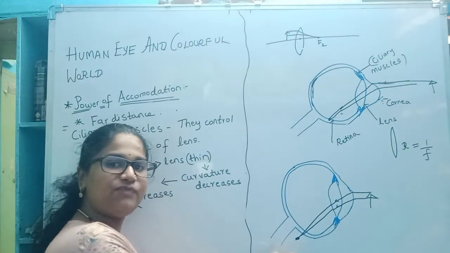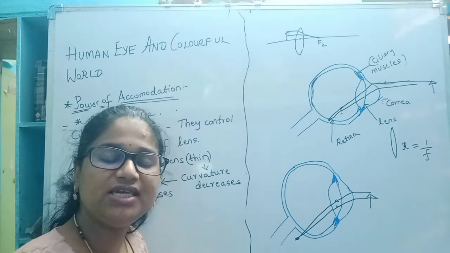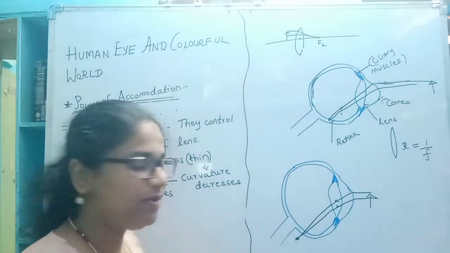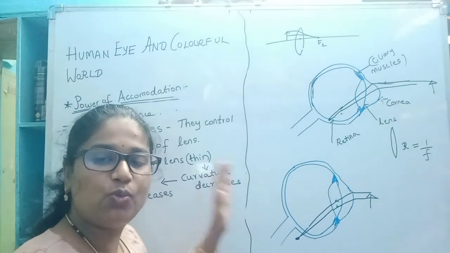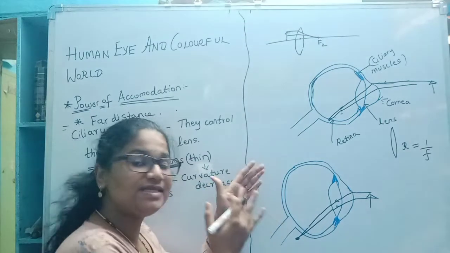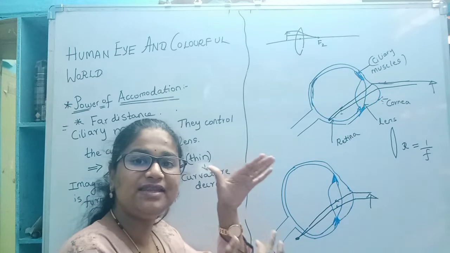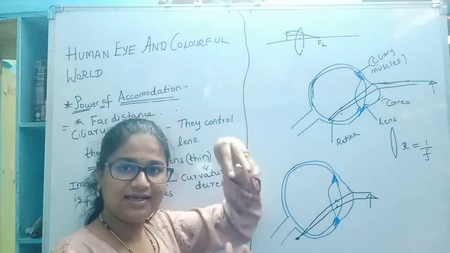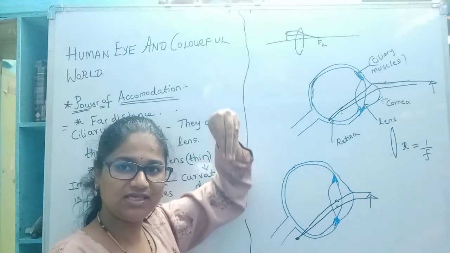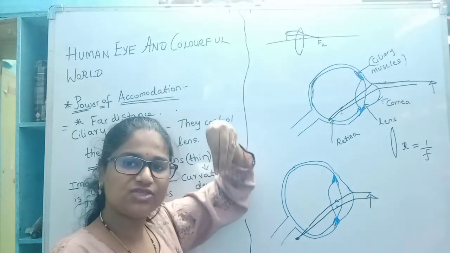When the image is formed here, is it possible to see the object? No, because the image is not formed on a screen or a retina. So what do we have to do now? What will the ciliary muscles do? The ciliary muscles will contract. So in the first case, they relaxed like this, and the lens became thin.